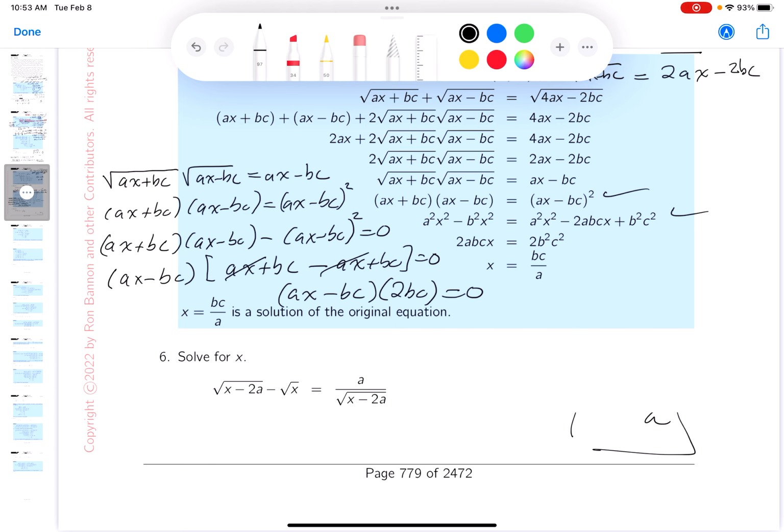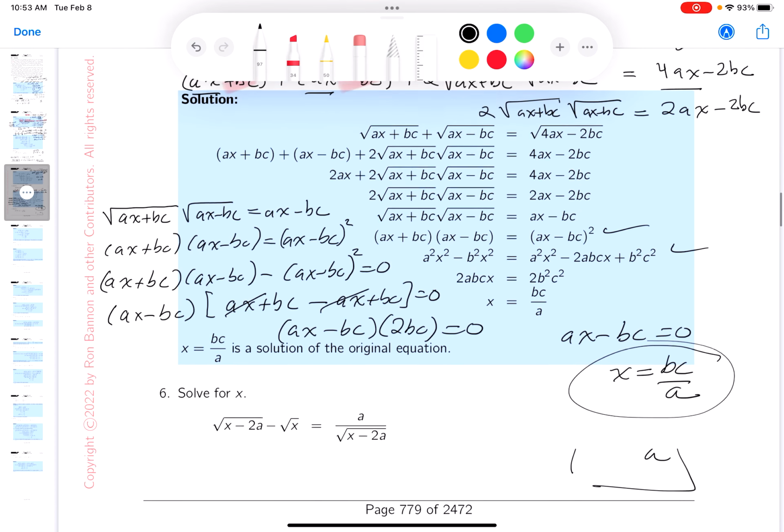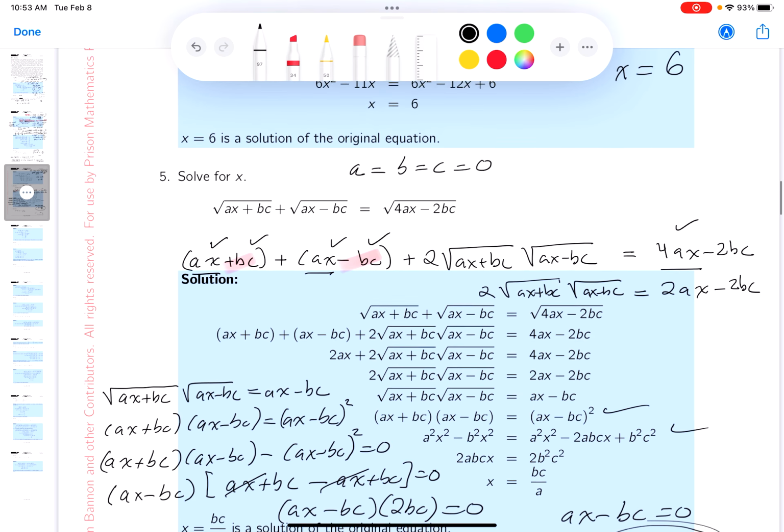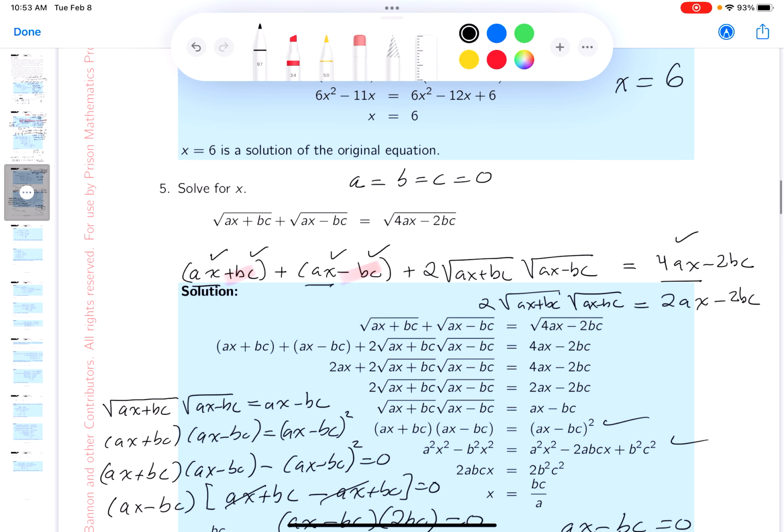The other case would be, does ax minus bc equal 0? And that looks relatively simple to solve, by the way. What's that going to be? x equals bc over a. And remember, a, b, and c are not 0 in the problem. So that's fine. So the question is, is it a solution to the problem? I'm going to write that down. I wonder, is x equal to bc over a an answer to this question? Let's just take a look. I'm going to put it in.